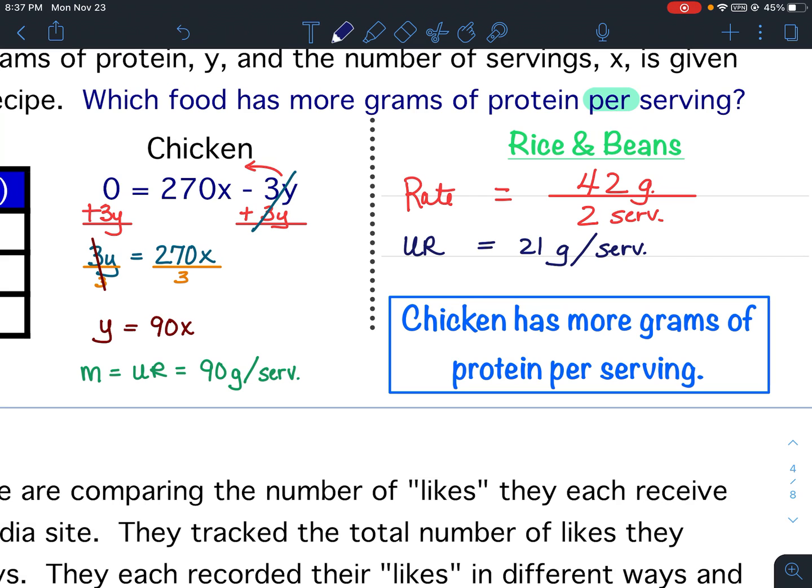Chicken has more grams of protein per serving. And if you think about it, that should make more sense, because where does most of our protein come from? It comes from meat. So the chicken would have more grams of protein per serving.